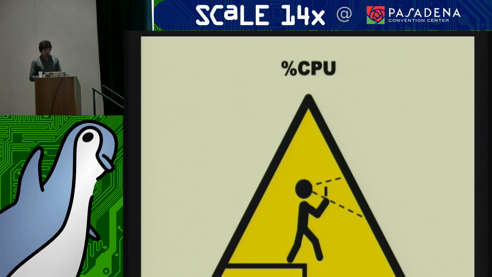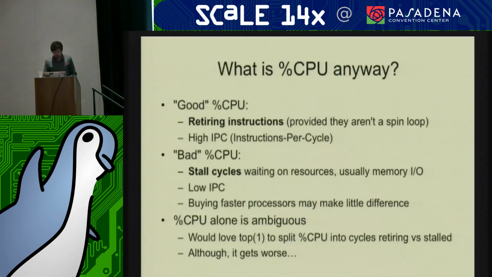It does get worse. So that's looking at what top is giving us as percent CPU, and then looking at what the kernel is exposing as percent CPU. But looking at percent CPU as a metric itself, what is it anyway? A nice way to describe it is there is good percent CPU and bad percent CPU. Good percent CPU is we're retiring instructions. We're making forward progress on our program, unless they're spin lock instructions, in which case that's bad CPU because you're just wasting instructions. But generally, if I'm retiring instructions, I'm making forward progress.